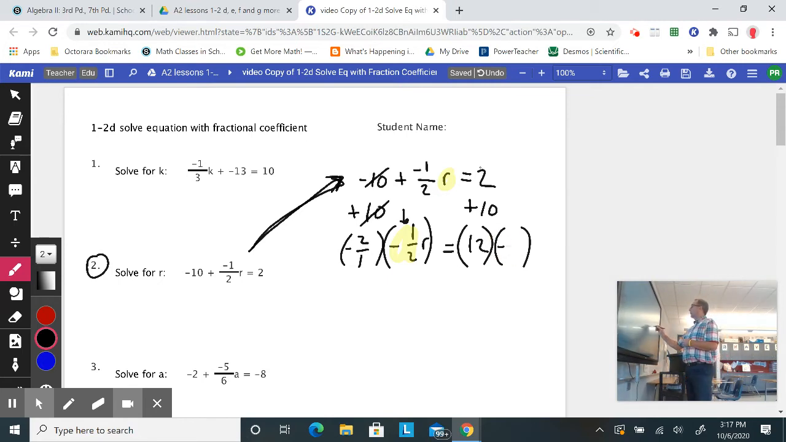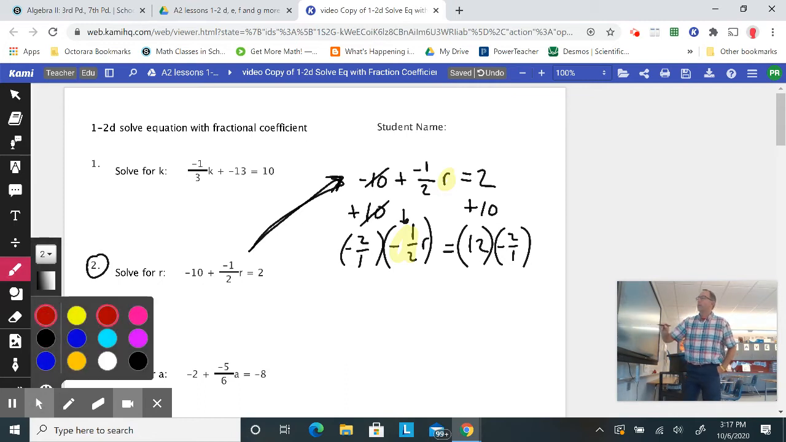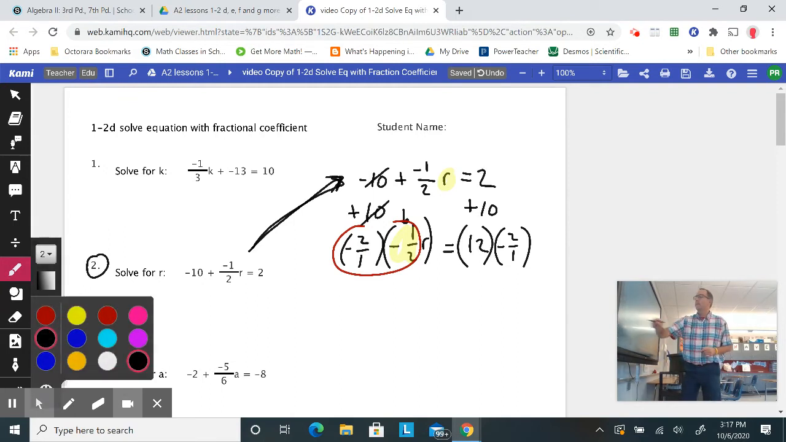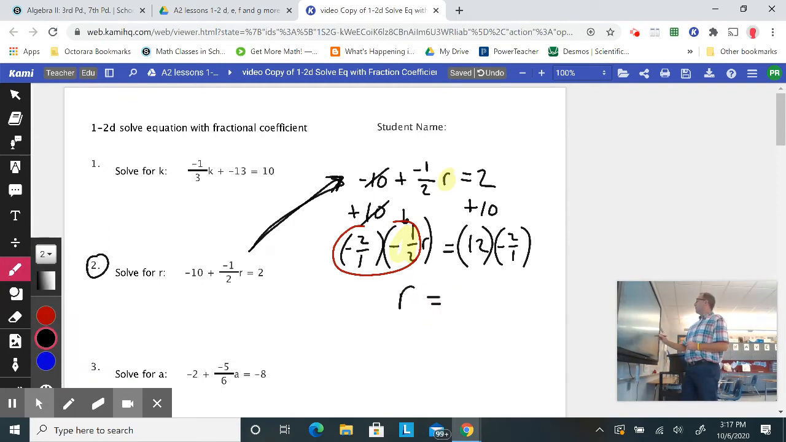And you do that to the other side also. When you multiply reciprocals together, it gives you a 1. And 1 times r is just r. So I got r by itself. On the other side, positive times a negative is a negative. 12 times 2 is 24, -24.